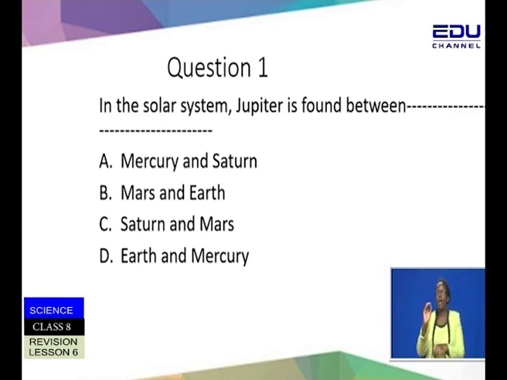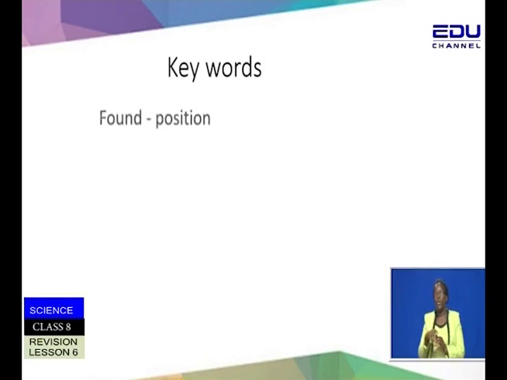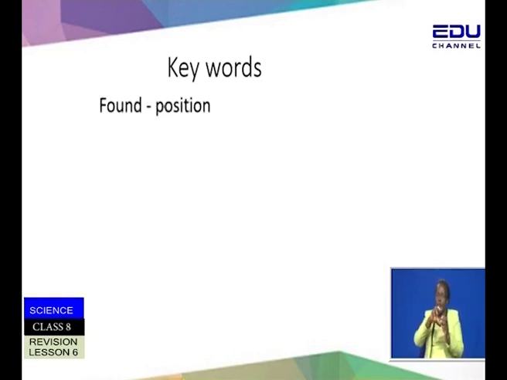So just by looking at the question, I always say we have to find the verb. Which is the verb in this question? The verb here is found. What are some of the key words in this question? The word found. Found means the position in which something is found.